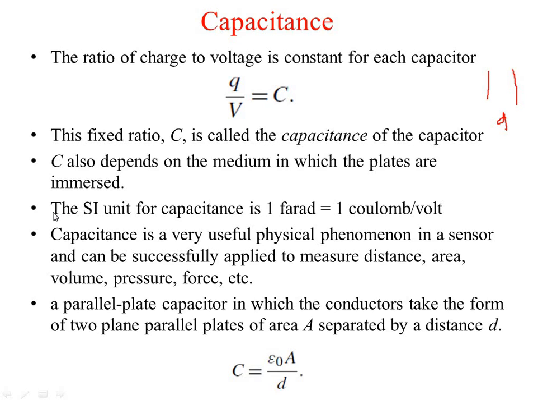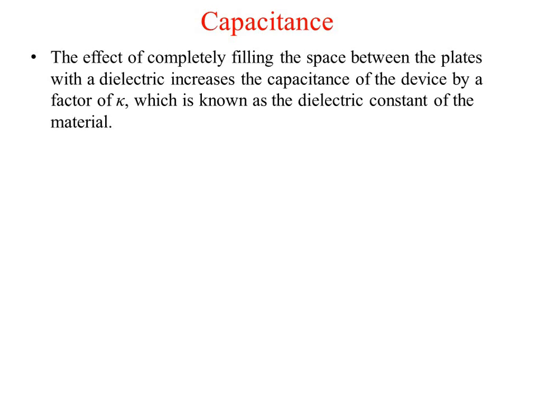Epsilon 0 is the permittivity constant of this capacitance. So epsilon 0 into A by D gives you the constant. I can say that epsilon 0 is the constant, so C is directly proportional to A by D. C is directly proportional to A by D.